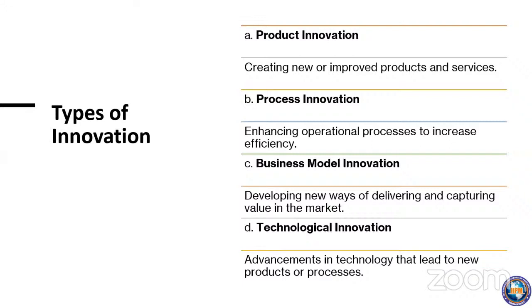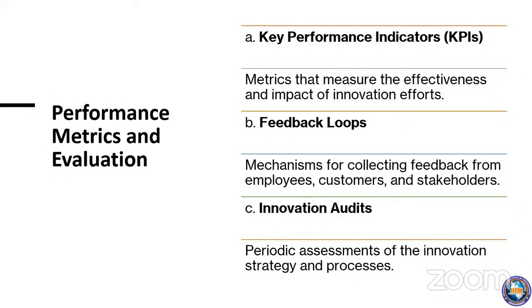Still on types of innovation, I think we've already dealt with it. So let's look at performance metrics and evaluation. Key performance indicators. Every strategy in your business needs to be evaluated. For every strategy, there must be KPIs. We took the time in our second week to deal with KPIs. So maybe you need to review KPIs to understand why there must be KPIs for your strategic engagement.